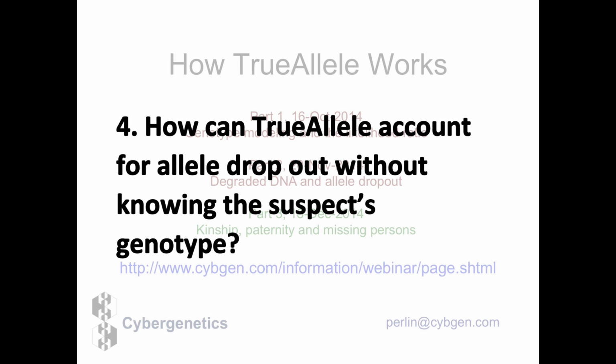The next question is, how can TrueAllele account for allele dropout without knowing the suspect's genotype? It's true that there are methods of allele dropout that need to know the suspect's genotype in order to figure out dropout parameters and other parameters. But TrueAllele simply determines the probability distributions for each of the contributor genotypes, separating a mixture out into those different genotypes and their probability distributions at each locus. It doesn't know the suspect's genotype. It doesn't care what it is.